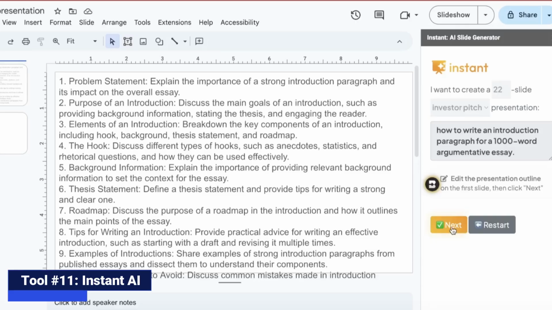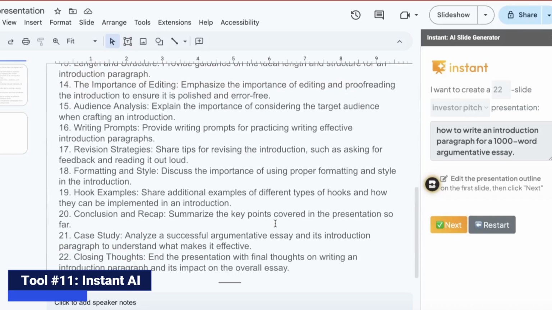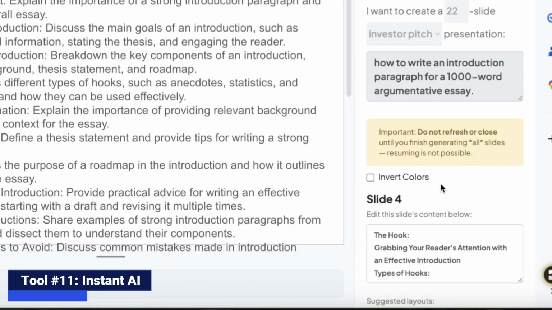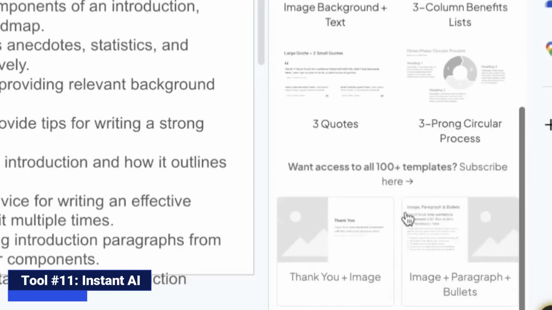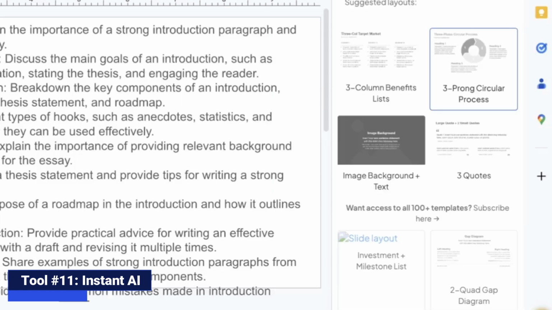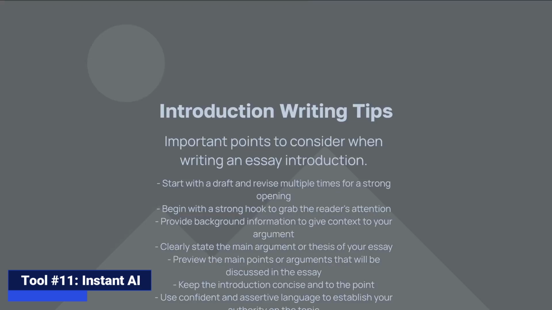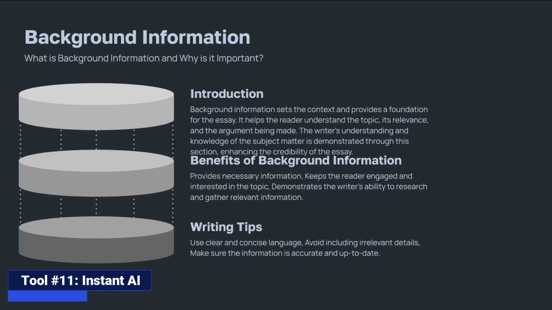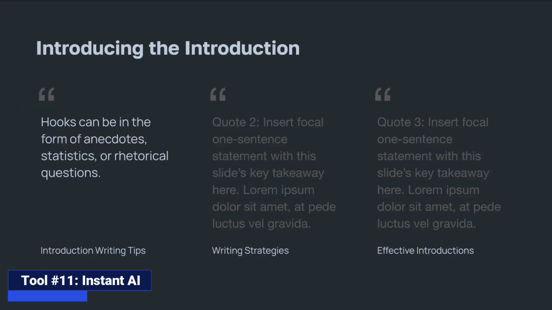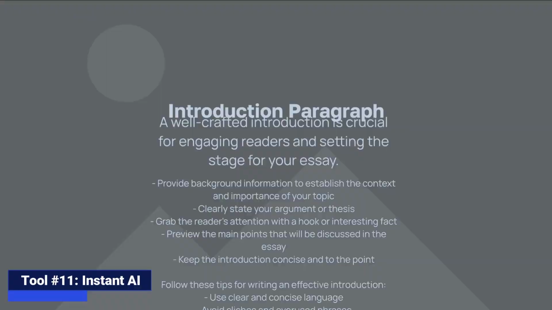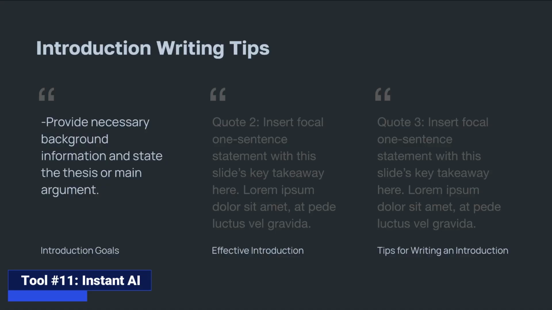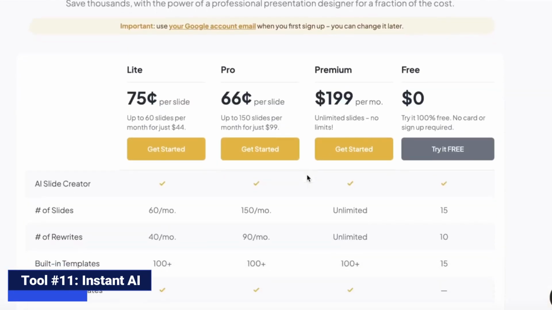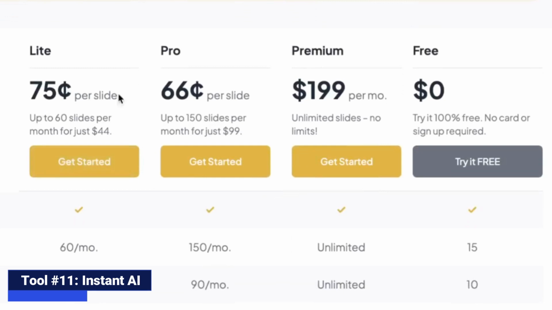The cool thing about Instant AI is that for each and every slide, you could choose from multiple options of different styles for that given slide. After that, you could generate all the slides and it will be packaged together into one PowerPoint presentation. This kind of tool really puts the power into the hands of educators and allows you to customize the PowerPoint as you see fit. An Instant AI Lite subscription goes for 75 cents per slide.